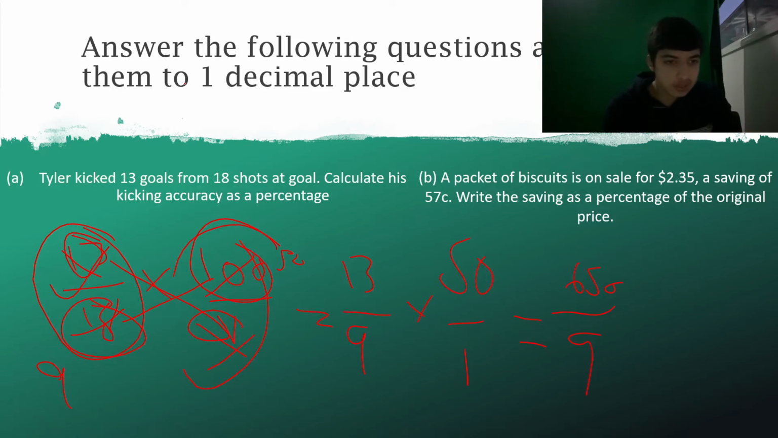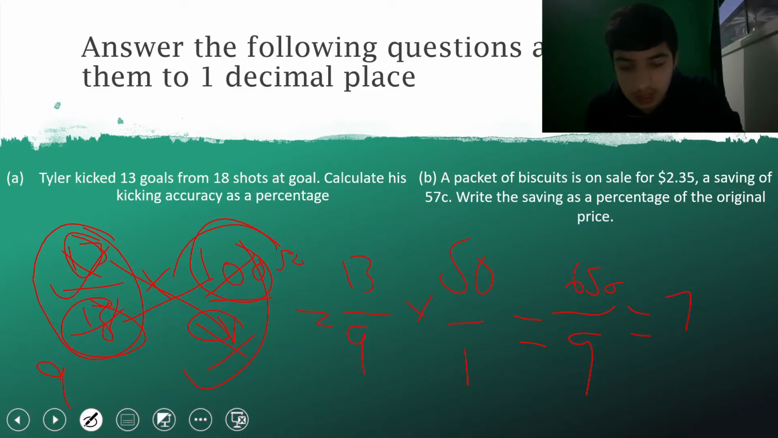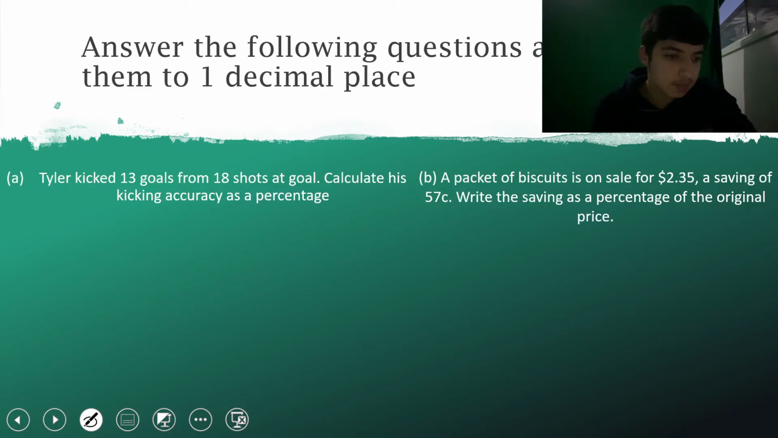Okay. So it said one decimal place. So one decimal place. There's nothing here to do. So it'd be 72.2. So his accuracy is 72.2%. Let's put it here for you guys to know. Alright. So now that is the answer for A.